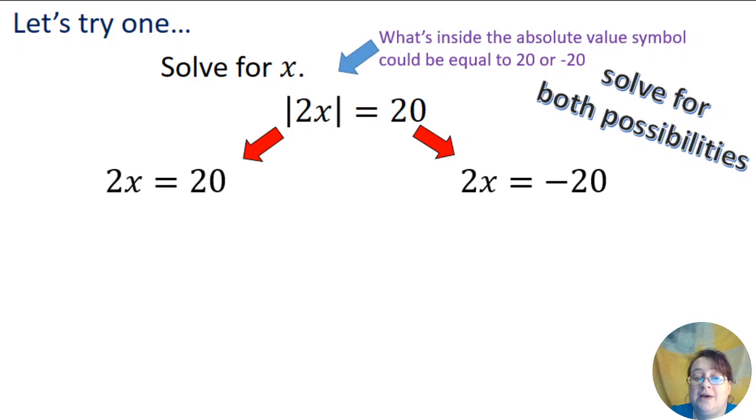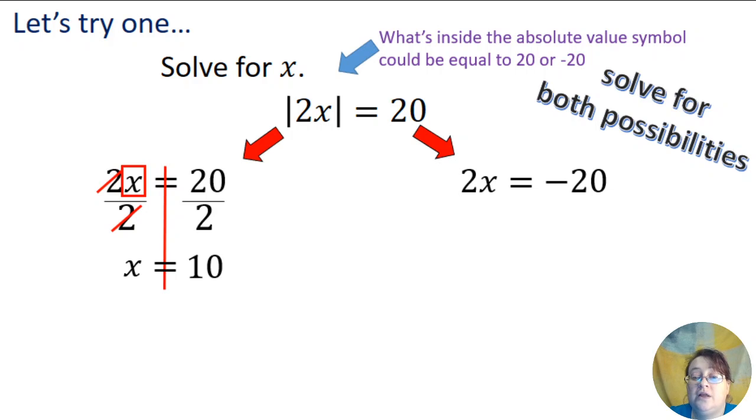Let's start with 2x equals 20. I'm going to box in x just like I did before. Draw my line down for my equal sign. I see 2 times x. My inverse operation is division. So I'm going to divide both sides by 2. My 2's cancel on the left, which means I have x by itself. And on the right, 20 divided by 2 gives me 10. So that's one of my answer possibilities.